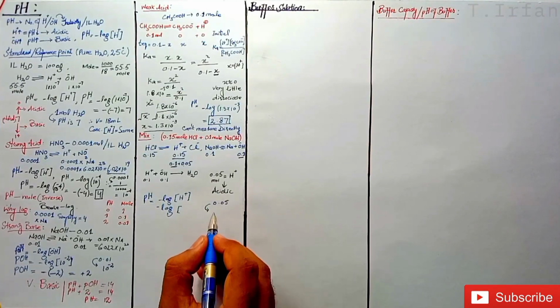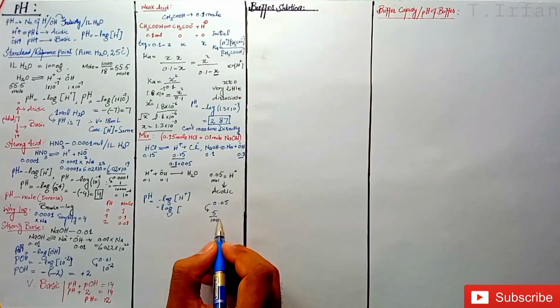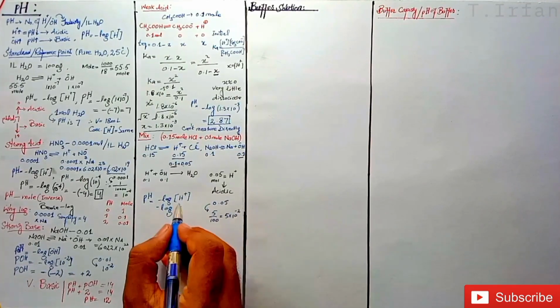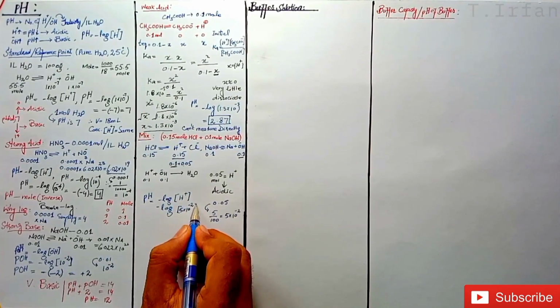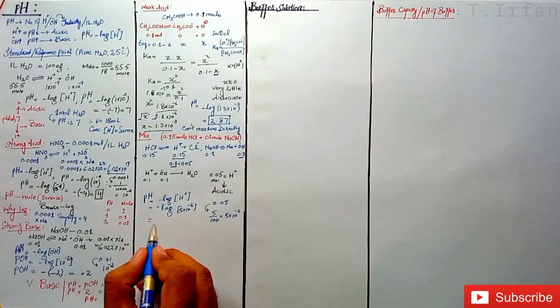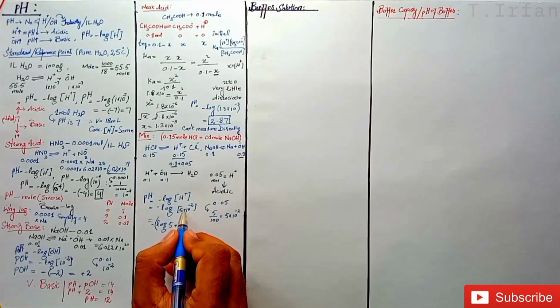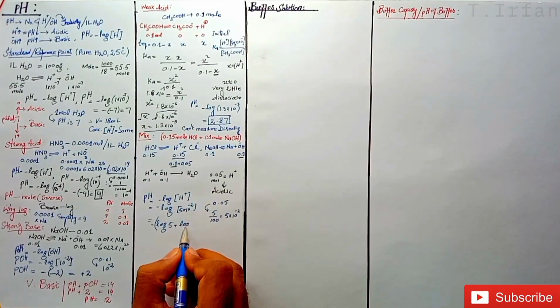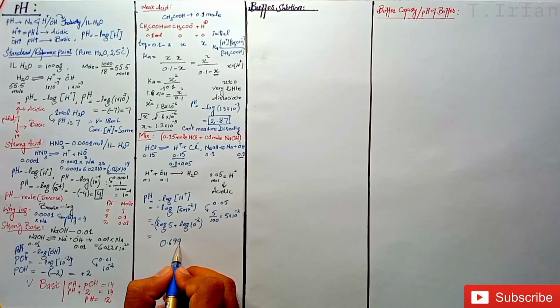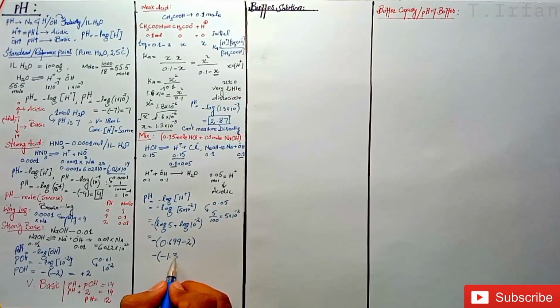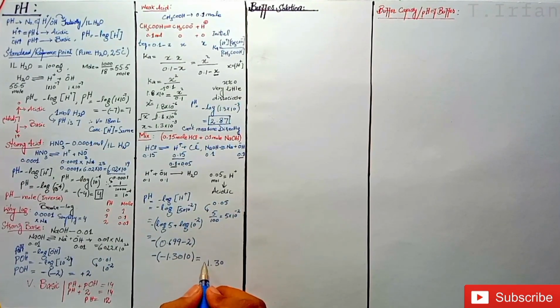Here we can convert 0.05 to 5 × 10^-2. Now by simply solving the negative log, we can find out the value of pH of the aqueous mixture containing 0.15 mole of hydrochloric acid and 0.1 mole of sodium hydroxide, which comes out 1.30. This indicates that the mixture is acidic.